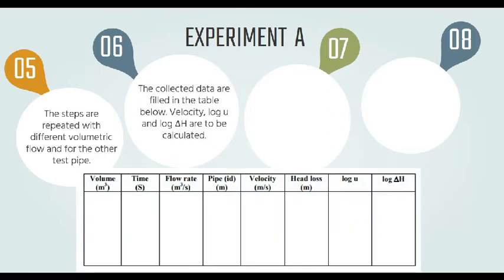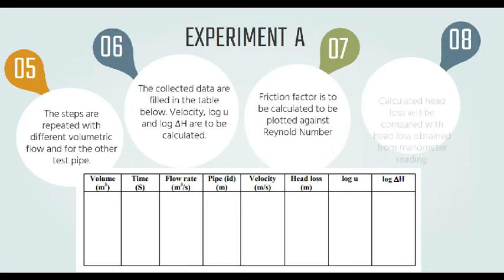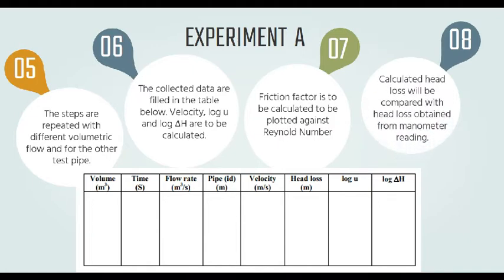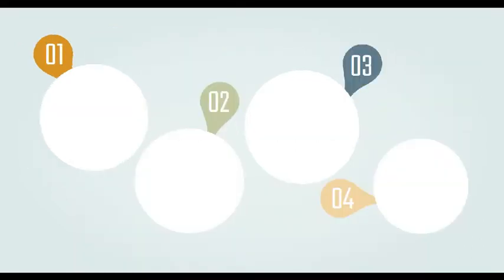As you can see, the velocity U, log U, and log delta H are to be calculated. Log U and log delta H will be used to make a graph later on. The friction factor is to be calculated to be plotted against Reynolds number, and the calculated head loss will be compared with the head loss that we obtain from the manometer reading.